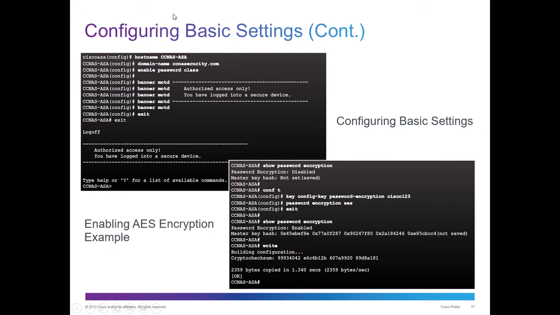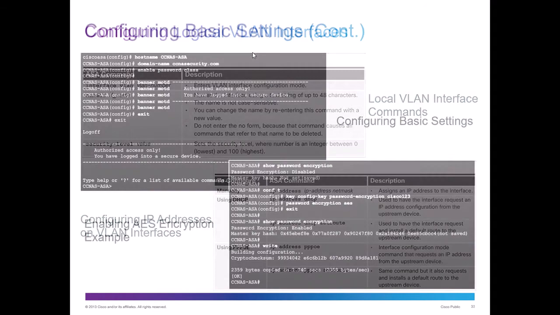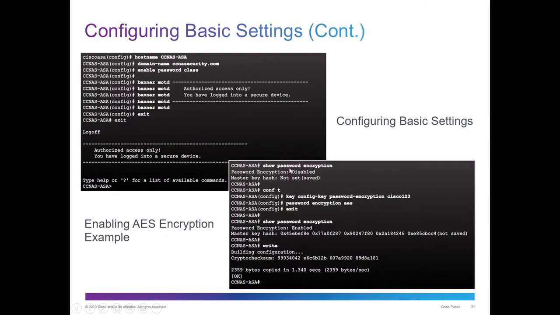Here's an example. Host name, CCNA-ASA. The domain name is ccnasecurity.com. The enable password is class. Here's a whole bunch of banners that are going to come up when you exit, this is what comes up, right? Whoops, I'm hitting this too fast. If you type show password encryption, you see that it's been disabled. You go to config T and you type in key config-key password-encryption Cisco123, and you're going to use AES to encrypt that password.